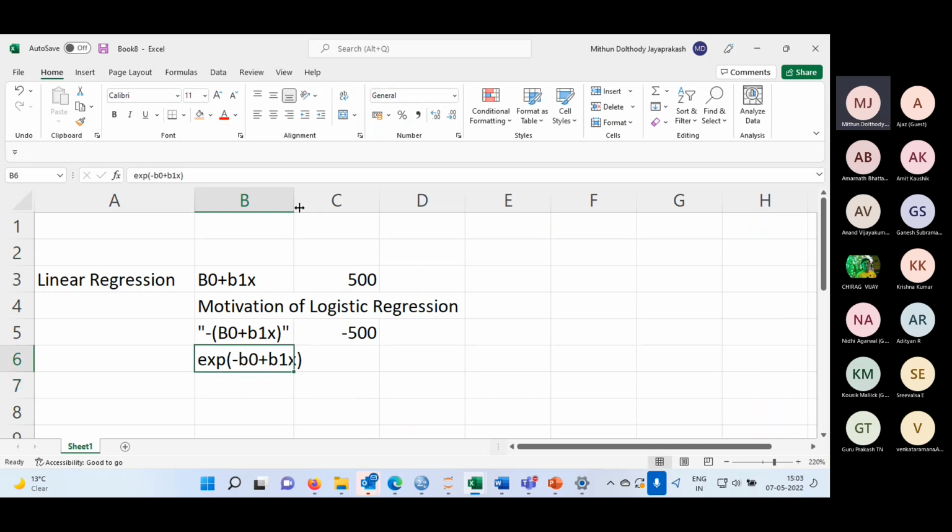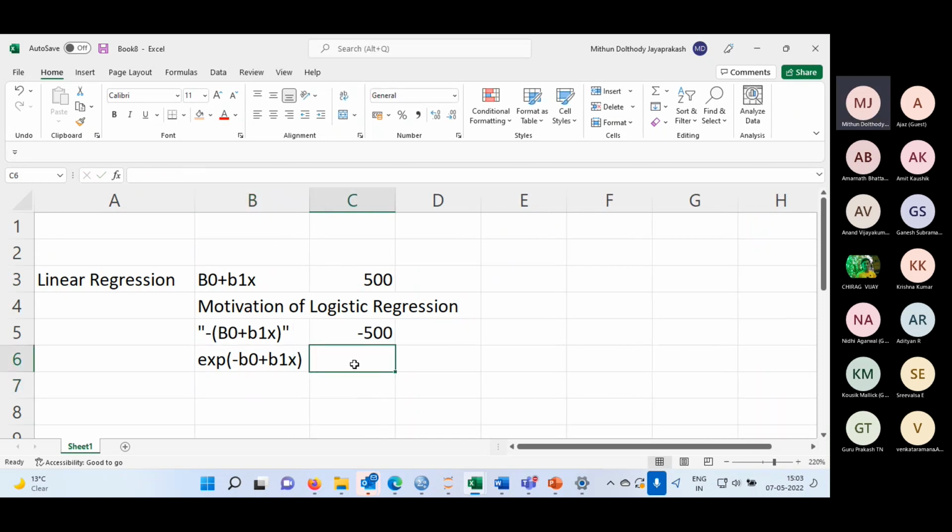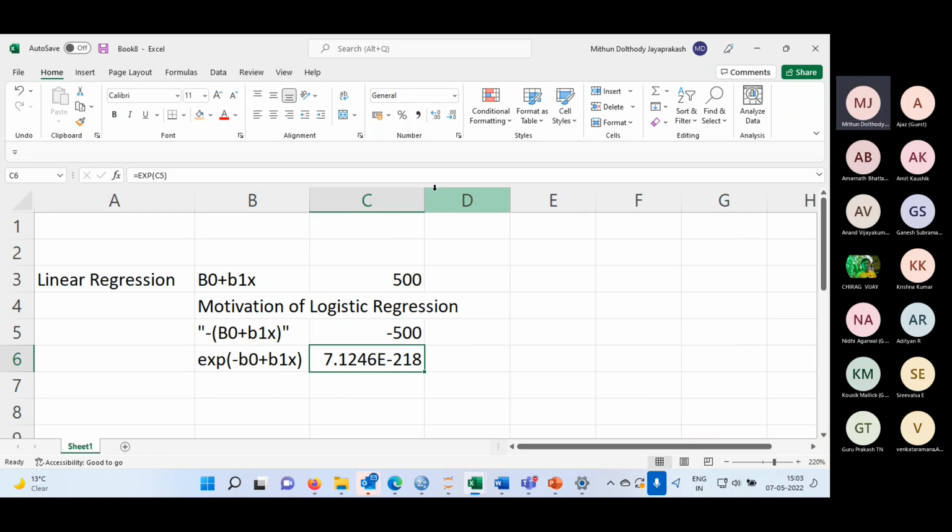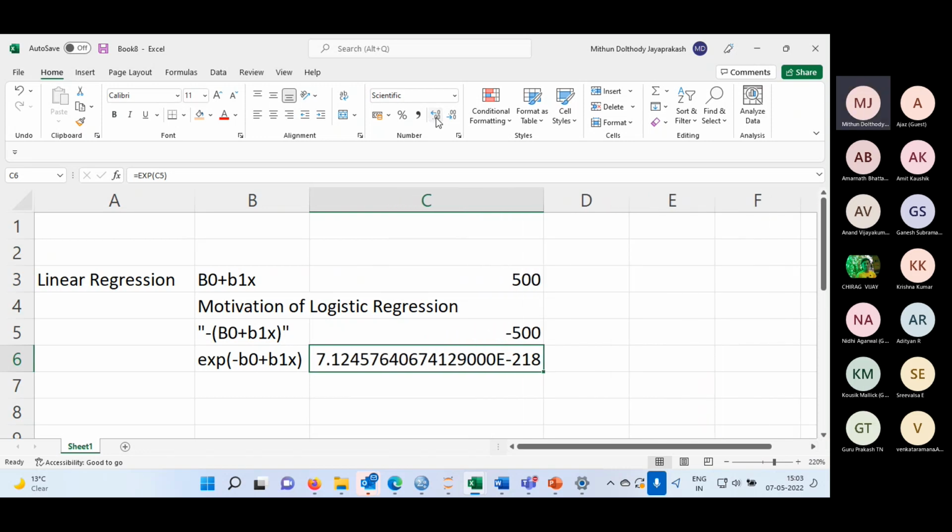Correct? If this is the label, what should I do here? Equals exponential of, you can see this function, just pass this value of minus 500 there. Correct? Are you able to get this, guys? Everybody? Correct? So what do you see here? It's a very, very small number. Exponential of minus 500, correct? It's a very, very small number.